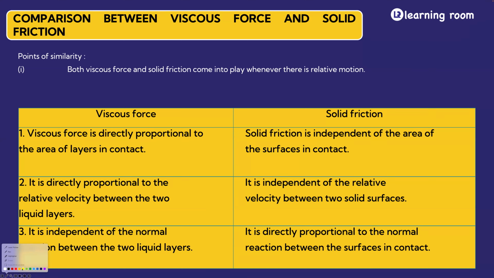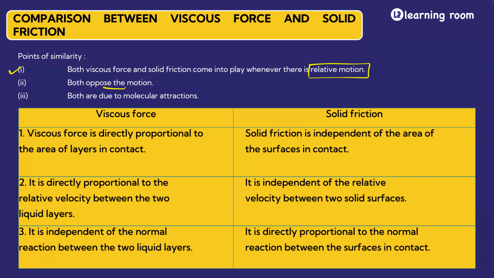So now we'll do a comparative study between the viscous force and the solid friction. The points of similarities are, both viscous force and solid friction come into existence to oppose the relative motion. Second, obviously both are going to oppose the motion. And what is going to be the third point? Both are due to the molecular attractions.